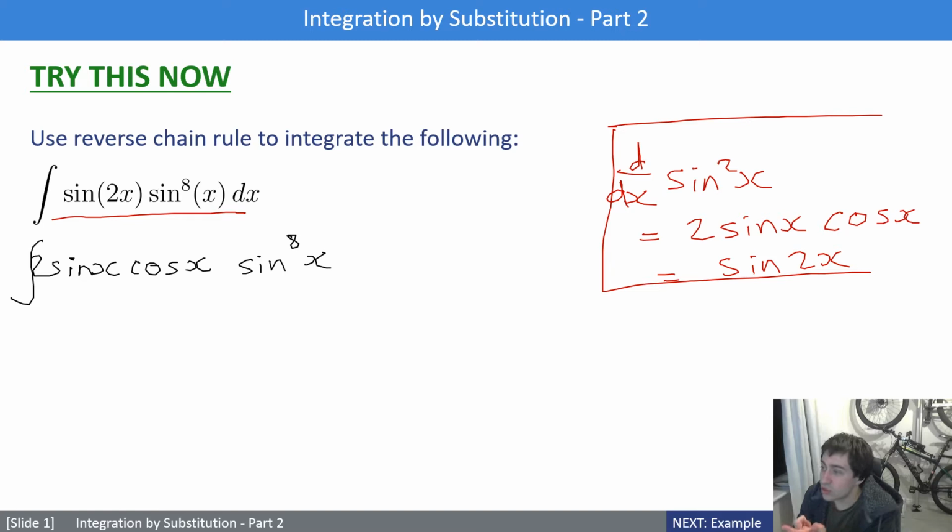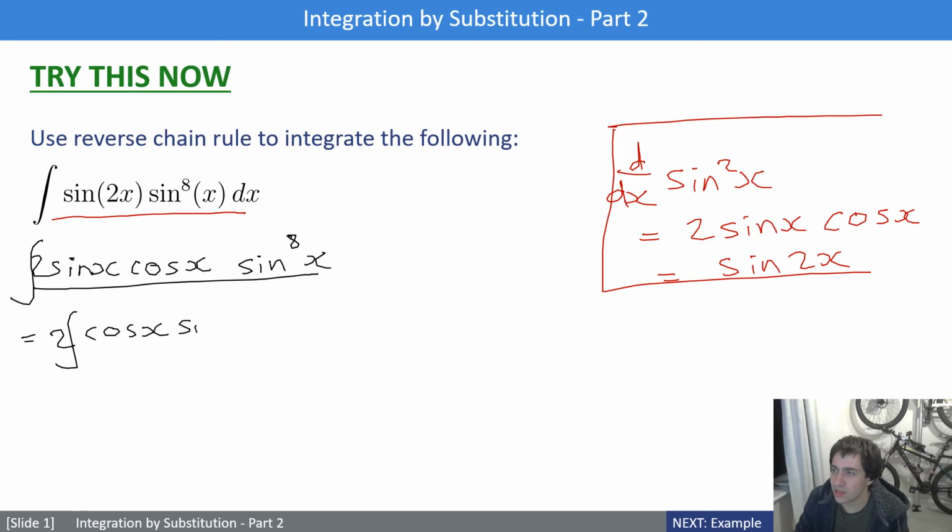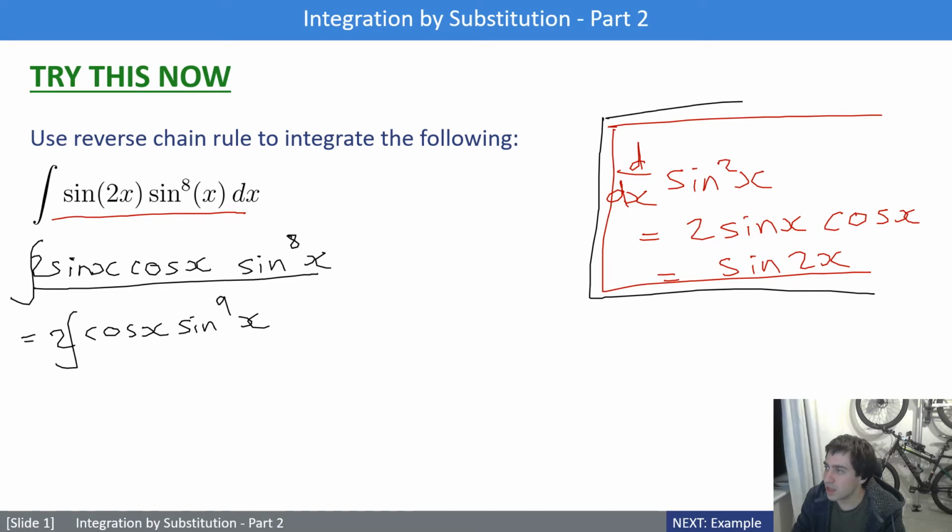There is actually an alternative way to do this integral, which would be to have written it this way, and then to just call this 2 cos x sine to the 9x. And you could use reverse chain rule that way. I think that might be the more obvious way actually, but I thought I'd just show you this little trick as well, because if you've got this in your mind, then you might be able to do it another way.